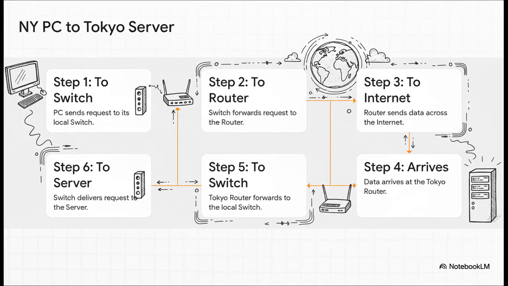So let's follow the data on a trip around the world. Your PC in New York sends out a request. First, it hits your local switch. The switch sees the address is outside the neighborhood, so it sends it to the only device that knows the way out, the router. The router then flings the data across the internet. It zips across oceans and continents, arriving at the router in Tokyo. That router passes it to the local switch in the Tokyo office, which finally delivers it to the server, and then the whole thing happens in reverse for the reply, all in the blink of an eye.